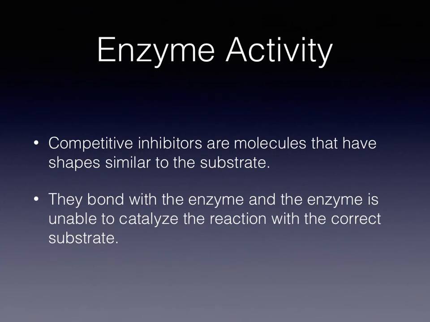Competitive inhibitors are molecules that have shapes similar to the substrate. They bond with the enzyme, and the enzyme is unable to catalyze the reaction with the correct substrate. So, and hence, they would slow down a reaction.